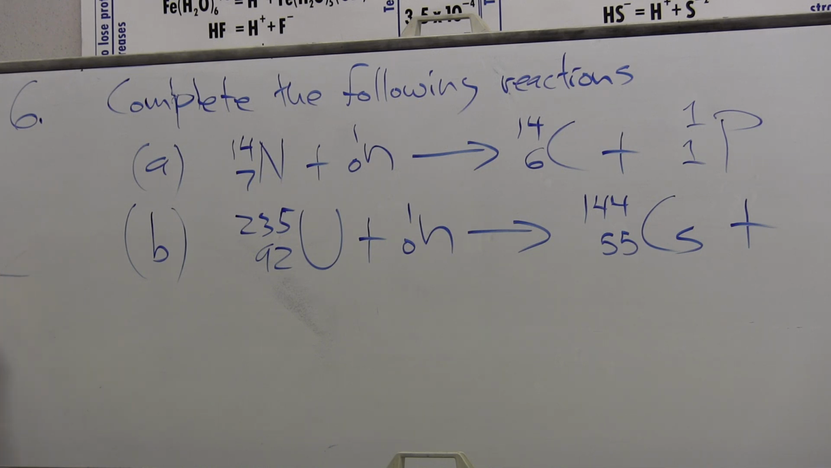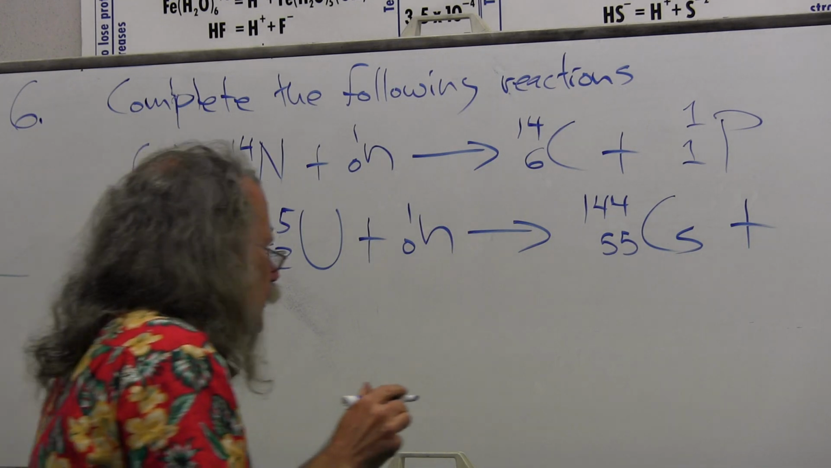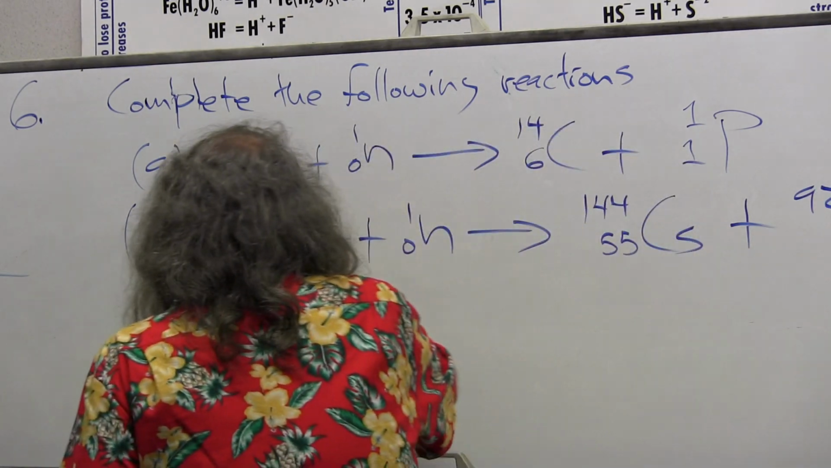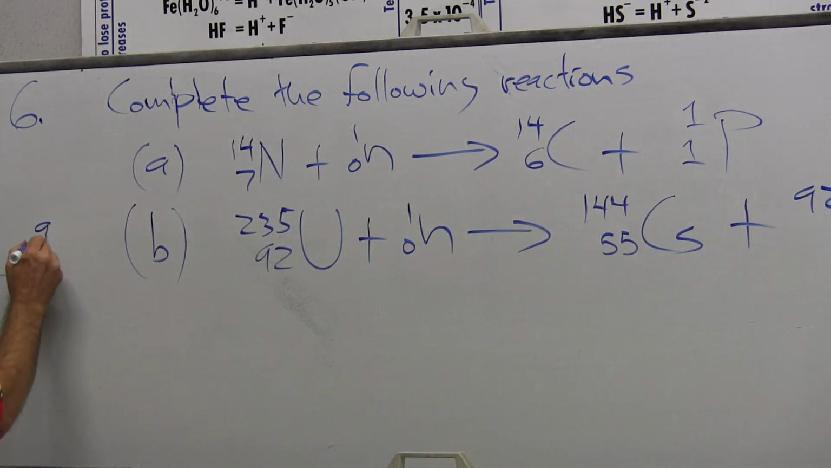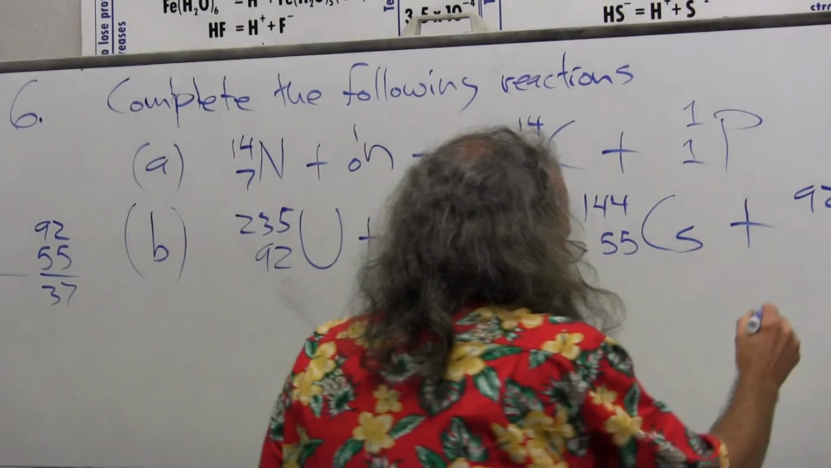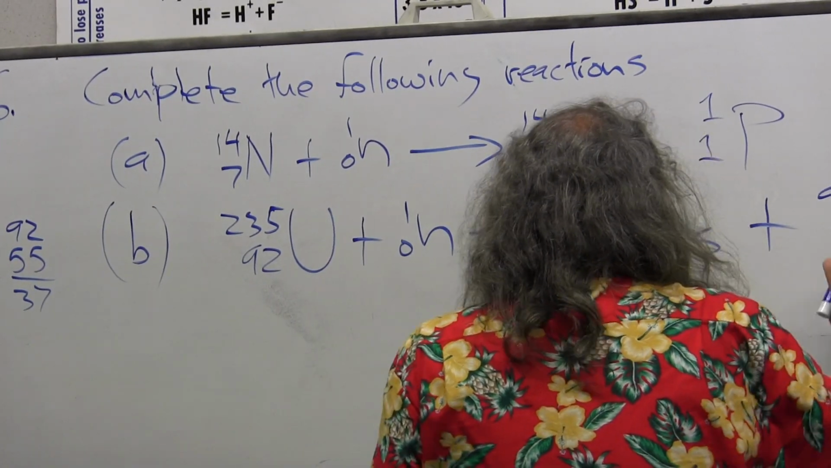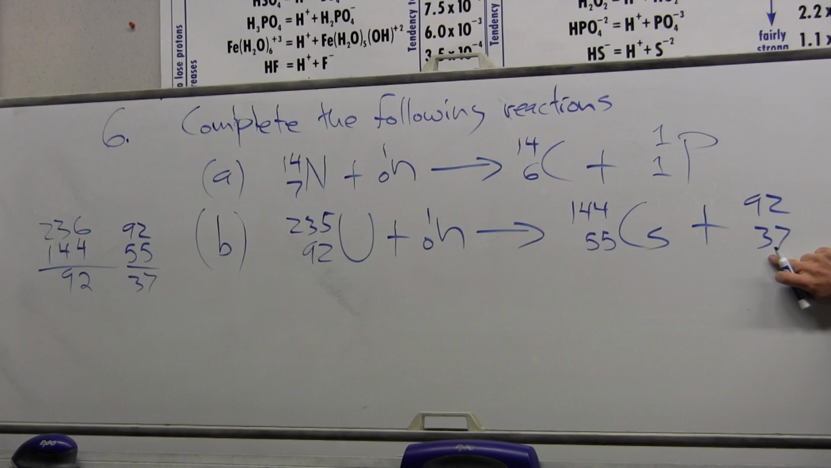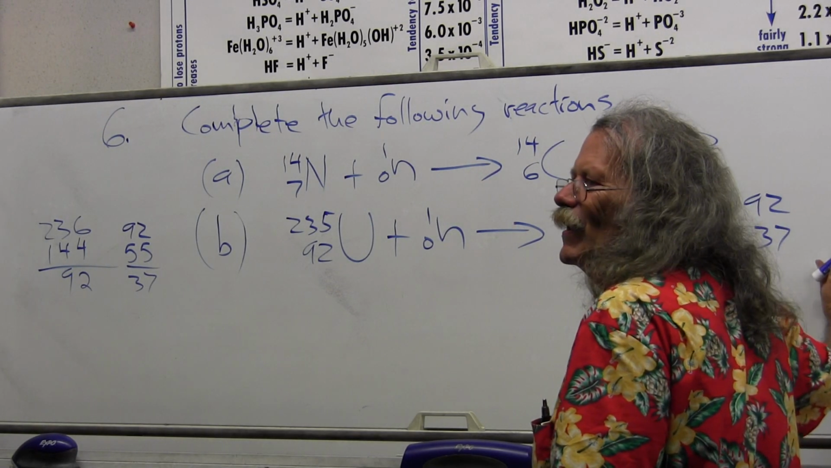Yes. Okay, yeah, I agree. So it's going to be 92 on the top, and now 92 and 55. 37. Oh, thank you. 37. Now we've got to look at the periodic table for what is atomic number 37. Rubidium. Okay.